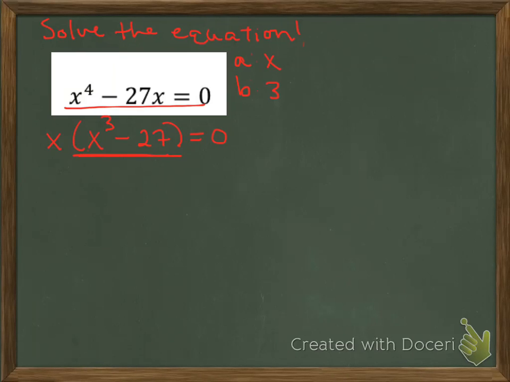Now, let's not forget about this x hanging out over here. This x is going to get us a solution. We know that x is equal to 0. Alright, so now let's factor this in a special way.